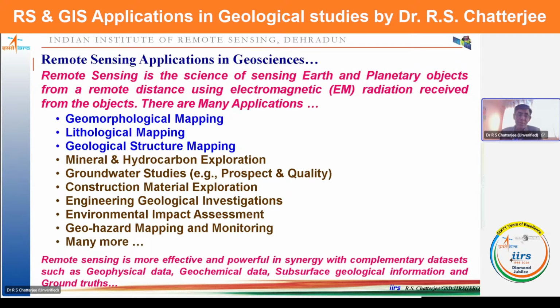We'll discuss in detail. But see, remote sensing is more effective, more powerful when we work with remote sensing data as complementary information with many other ancillary data like geophysical data, geochemical data, and subsurface geological information sometimes when it is available, not always available, and most importantly, ground truths. But ground truths are only selective. So you need to find out the areas, the sampling points, and accordingly you have to collect the ground truths.